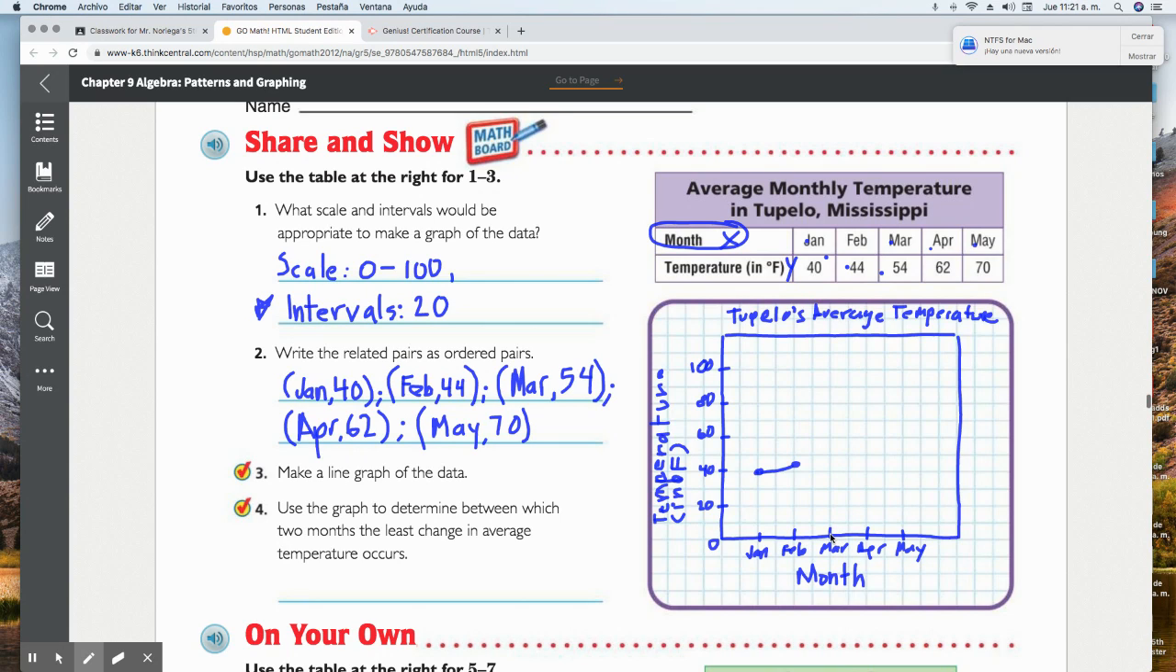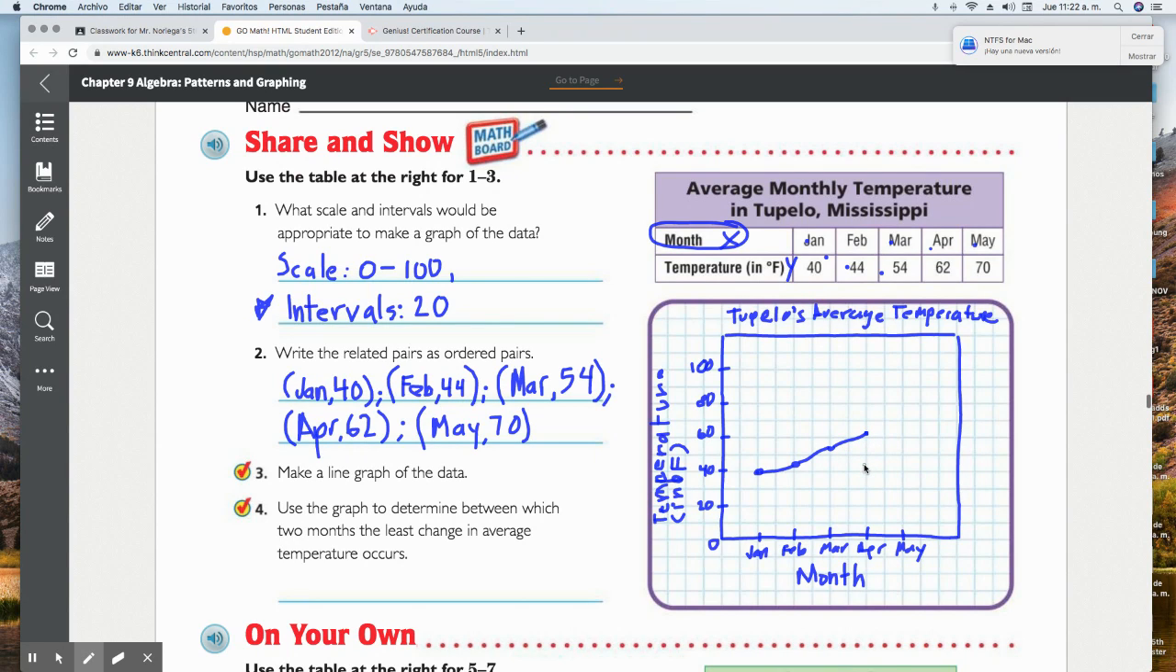Then March, 54. So I'm going to place my pencil where March is, and go all the way up to 54. There's no 54, I know, but remember that between 40 and 60, this line represents 50. So I'm going to plot my point, I think right there is fine. 54. Then I'm going to draw a line segment to connect February with March. Then I'm going to go to April, 62. April, 62 would be right here.